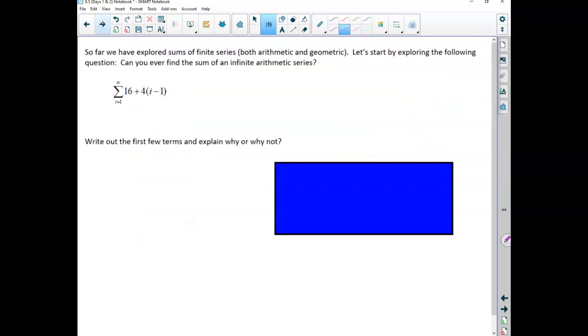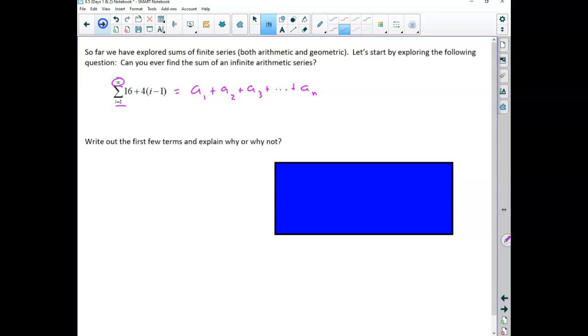And so far, we've explored finite series for both arithmetic and geometric. Now we're going to start thinking about the question, can we find the sum of an infinite arithmetic sequence? First, we're going to write out a few terms and explain why not. Remember, this is going to equal A1 plus A2 plus A3 plus, all the way down to my last term. So let's write a few of these out and see what type of sum we would get if we're summing from the first one to infinity, meaning I'm never stopping adding together.